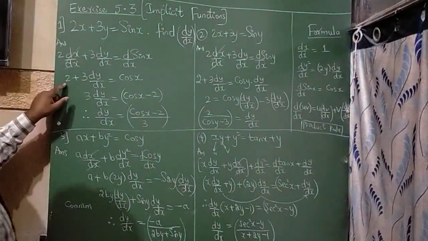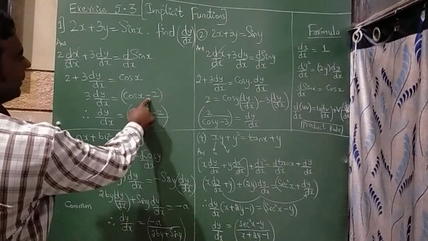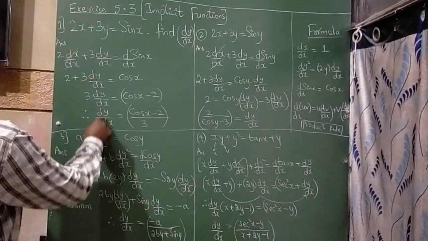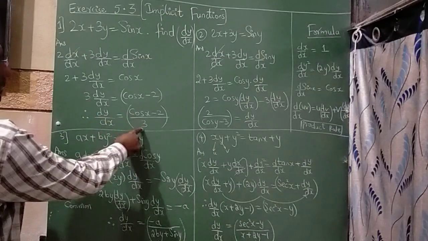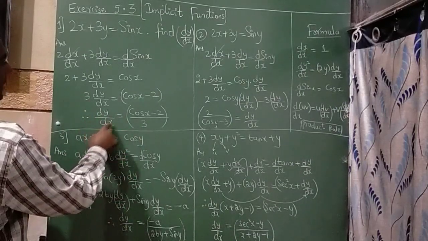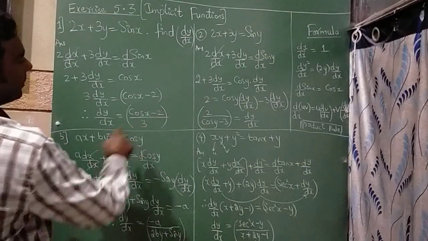Okay. Now this 2 I'll shift it to the right hand side, so it will become minus 2. Fine. Now dy by dx, this 3 will come in the denominator part. So dy by dx is equal to cos x minus 2 divided by 3.